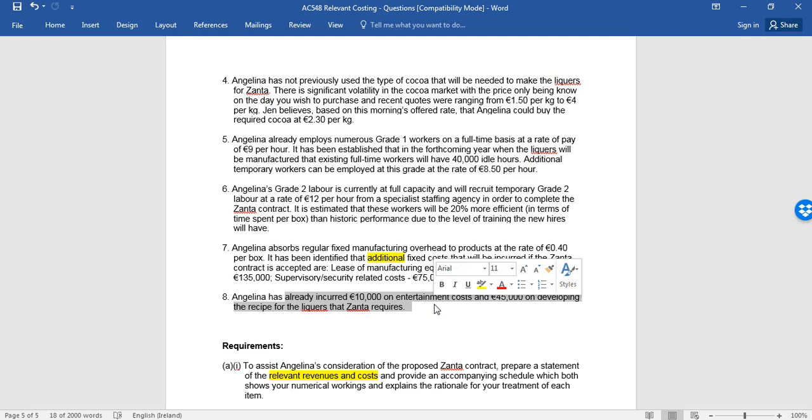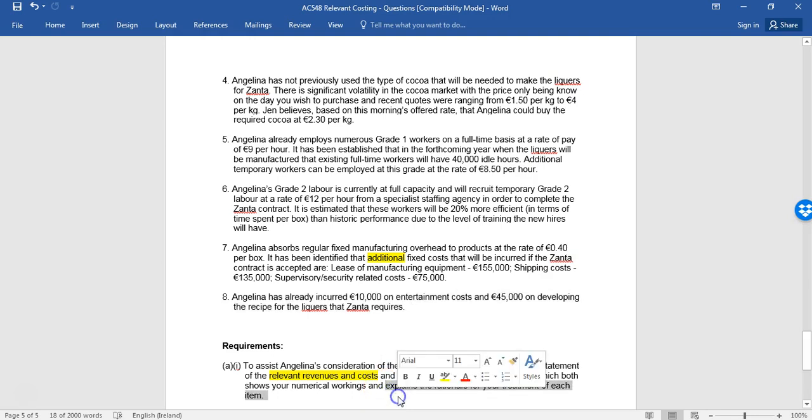So what you're thinking about here is, if I go ahead with this contract now, how much extra costs will I have? How much extra revenue will I have? Nothing to do with historic and nothing to do with the costs that don't actually change. What you're looking at is standing now, looking forward, the extra costs and the extra revenues, which we use the term the relevant costs and the relevant revenues. But again, to get your full marks, you need to explain the rationale for each item.